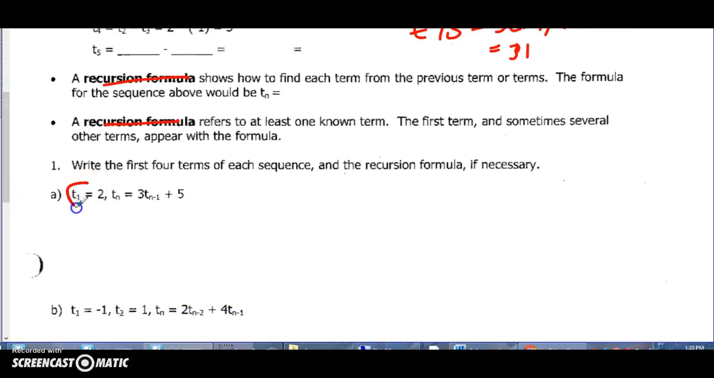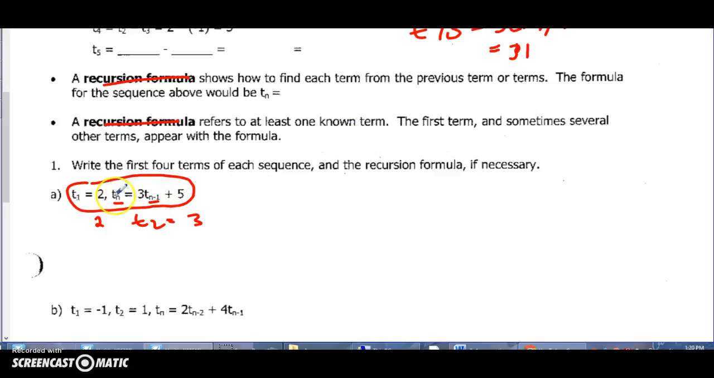So you get something a little uglier, something like this, for example. The first term, T1, is 2. If I want to know what the second term is, that's T2, I go 3 times T sub n minus 1. So what this is saying is, if I want to know a term, I need to go to the n minus 1 term, which is the term in front of it.